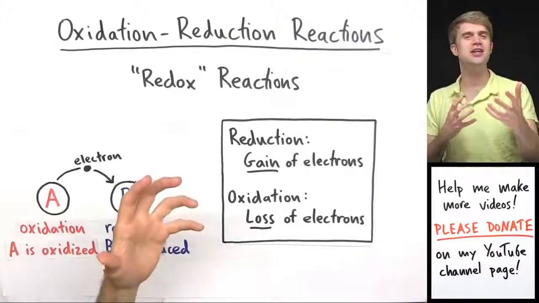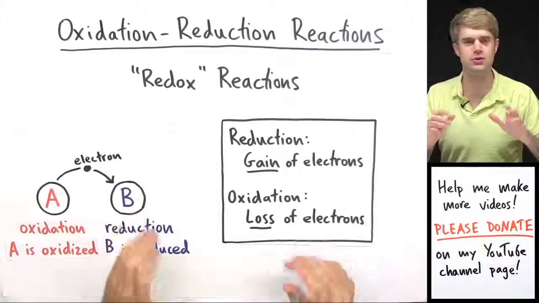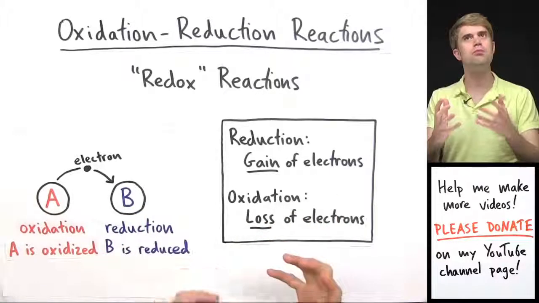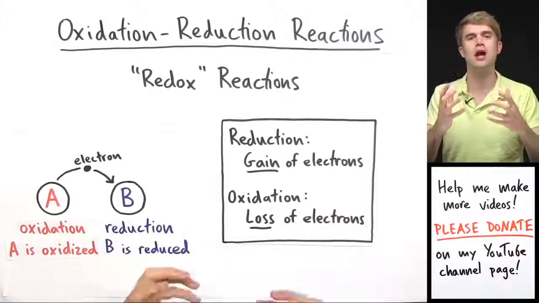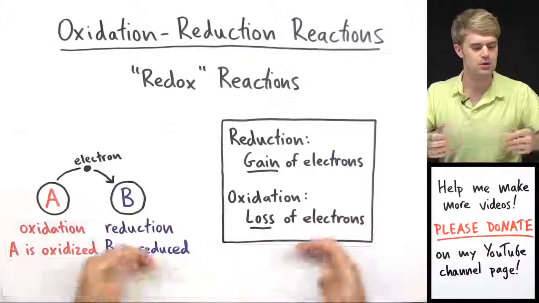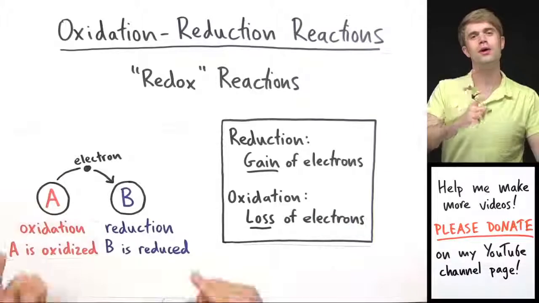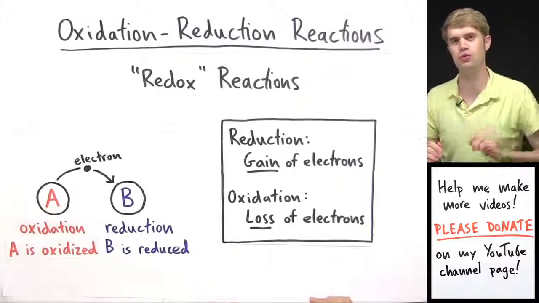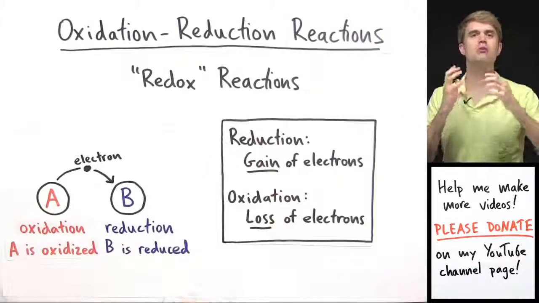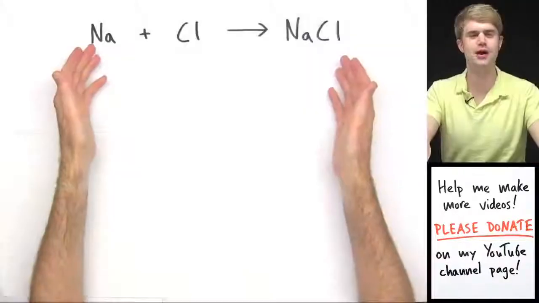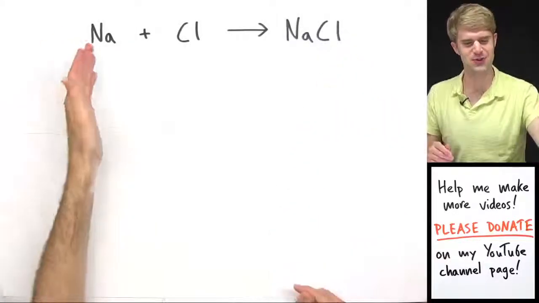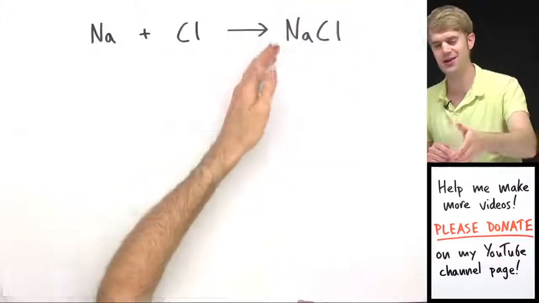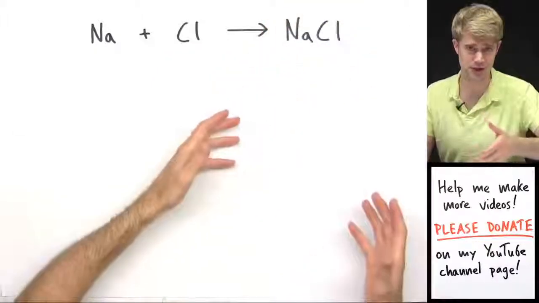Okay, oxidation and reduction happen in all sorts of chemical reactions. They're like the super important thing that makes those reactions happen, that makes them go. So to learn more about this stuff, we're going to have to look at an example of a chemical reaction where oxidation and reduction are taking place. Here's a chemical reaction that we're going to be talking about. Sodium and chlorine coming together to make sodium chloride, table salt.